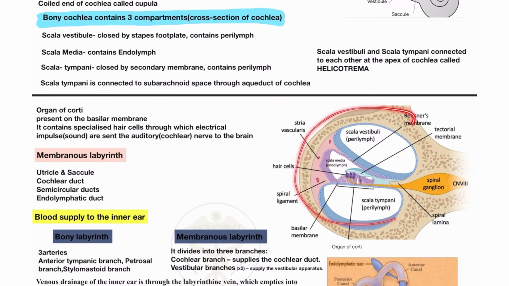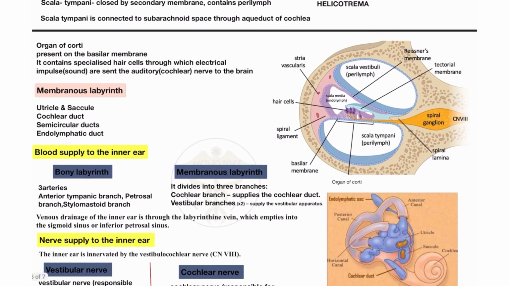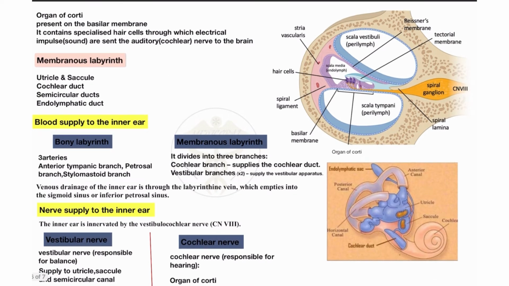This is important. When you take a cross section of the cochlea, you will see this type of cavity present. It is a very important cavity because it helps in hearing. First of all, here you will see this is the scala vestibuli, this is the scala media, and this is the scala tympani. This membrane is called the basilar membrane. Please learn, this is very important. This membrane is called the basilar membrane, and this part is called the organ of Corti. What is the function of the organ of Corti?